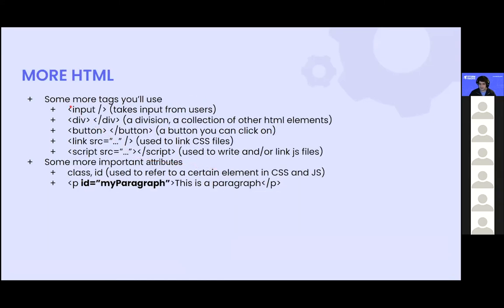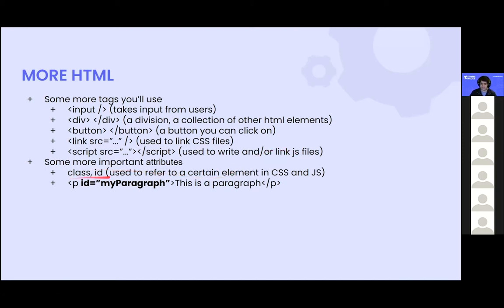There are more. Some common ones, especially during a hackathon: you'll use inputs to get input from a user. Divs have absolutely nothing on their own. They are purely invisible, but they are used to group pieces of data together, and then you can style those groups. Buttons are things you can click on. Links are how you load CSS files. Scripts are how you load JavaScript files. HTML is the center of it all, and you load these assets, the CSS and JavaScript files, into your HTML.